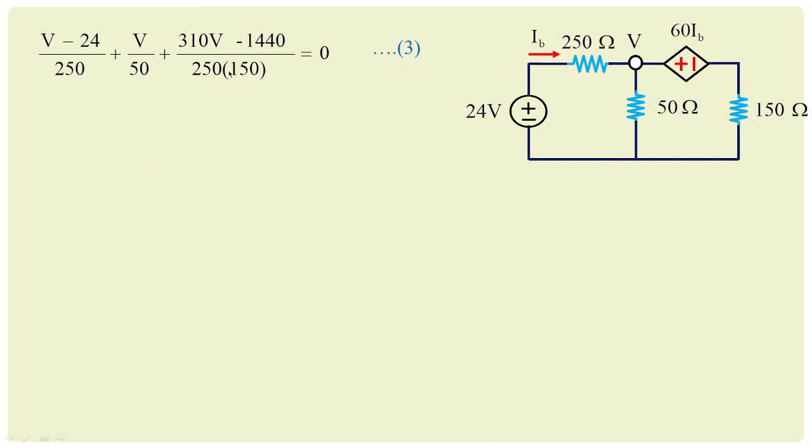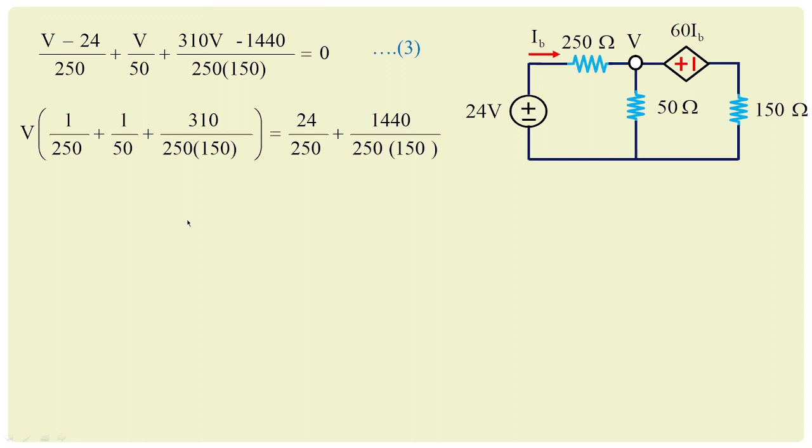Once this equation is framed, I am taking variable parameters on one side and constant parameters on the other side. So I have selected V outside: V times (1 by 250 plus 1 by 50 plus 310 by 250 times 150), which is equal to 24 by 250 plus 1440 by 250 times 150. So I am simplifying this value.